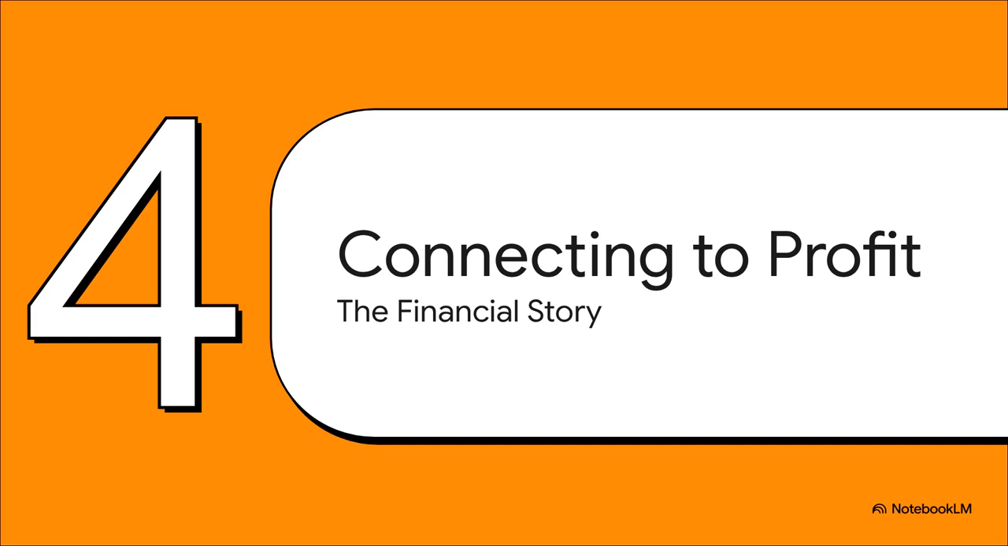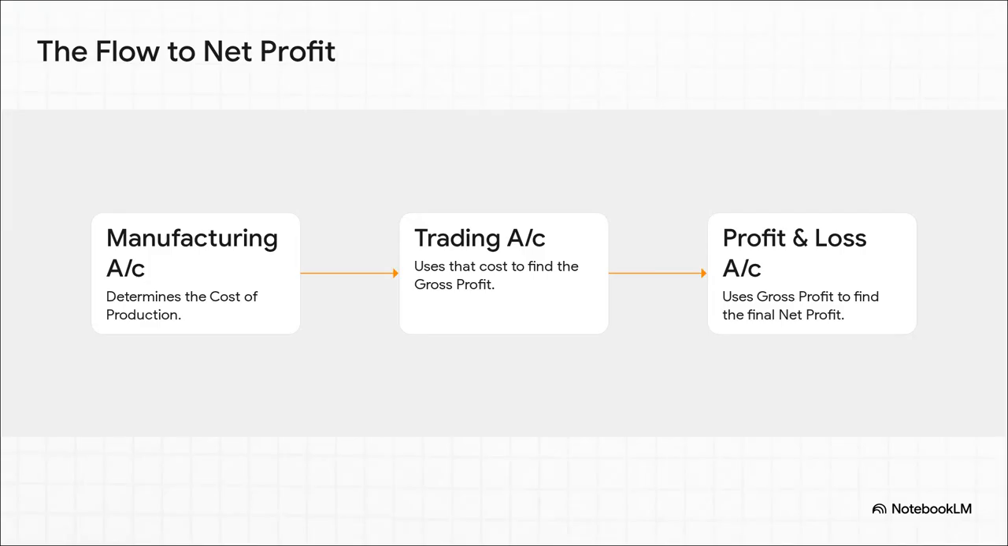We've done it. But the story doesn't end there. Where does that number go next? How does it connect to the final profit of the business? This shows how the manufacturing account is the critical first step in the full financial story. That cost of production number it creates is transferred to the trading account. There, it's compared against sales revenue to find the gross profit. Then, that gross profit moves to the profit and loss account, where all the other business expenses are subtracted to find the final net profit. It truly is the first domino in the chain.